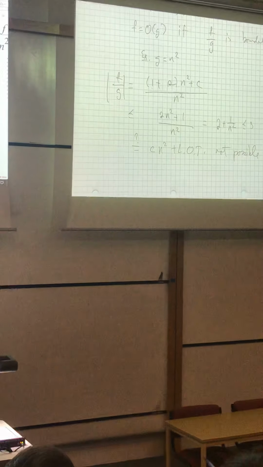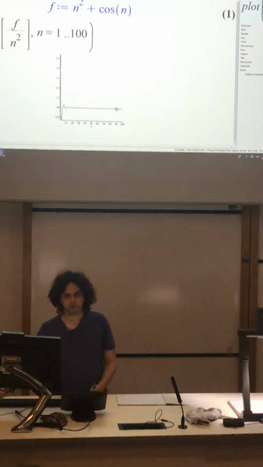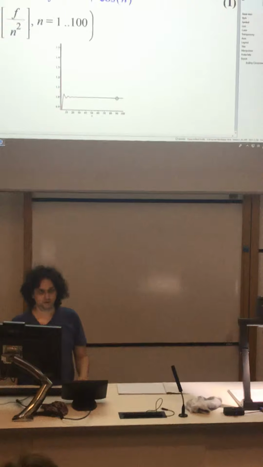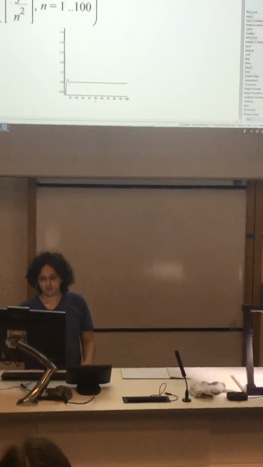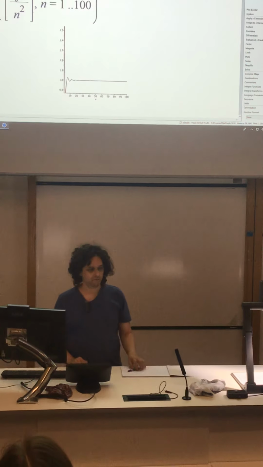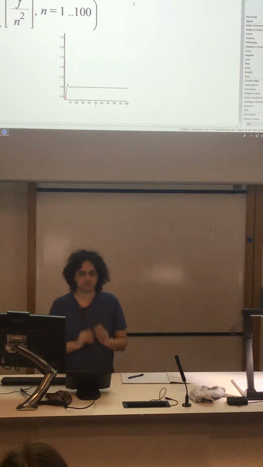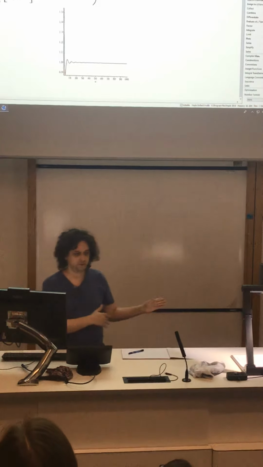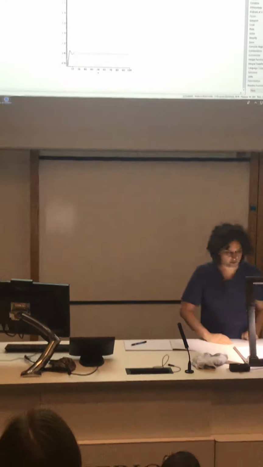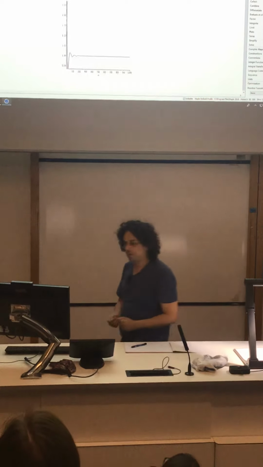So now we do have a constant. You see, now it looks like the principal term is n squared with a constant 1. And it makes sense. There is an oscillation, but the oscillation is much smaller than the n squared. So the principal term is n squared, and the constant is 1. With the other case, there's no principal term. This doesn't work. Okay? So that's the big O that we're going to be using.